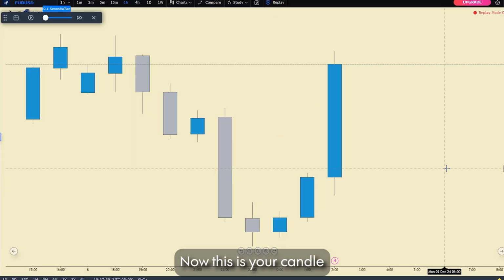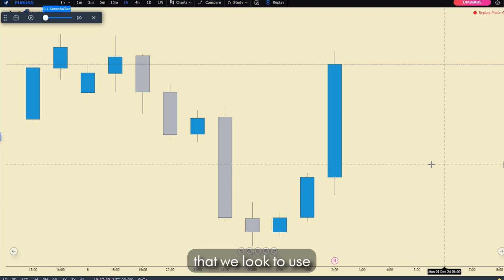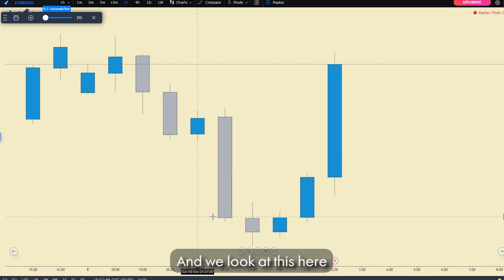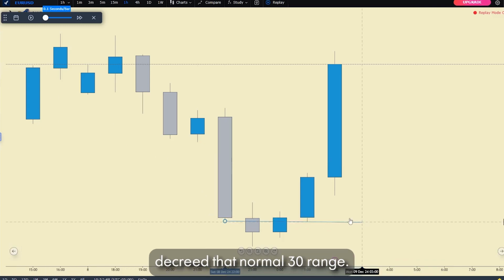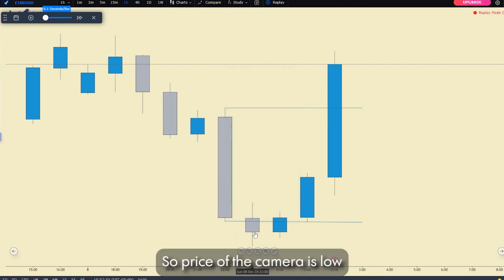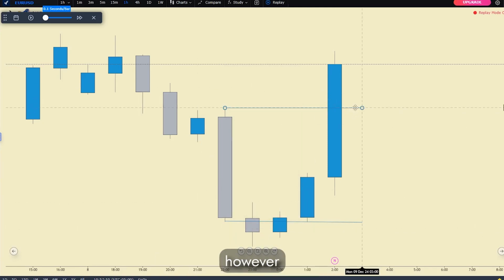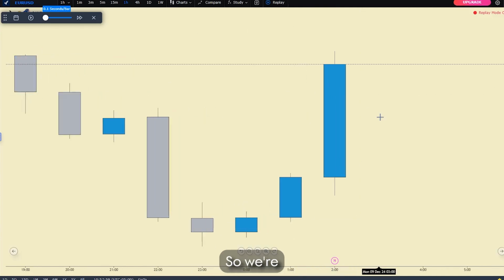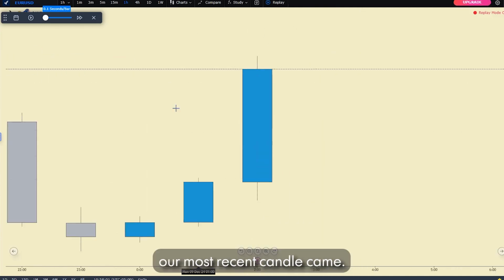Now this is your candle impulse 3 or candle close strategy that we look to use after price has done some sort of candle range sequence. And if we look at this right over here, you can see that price did create that normal CRT range, okay, sweep, right? So price swept the candle range low, and now it's extending towards the high. However, we want to take advantage of the new impulse that price is creating, okay? So we're going to focus on our most recent candle, okay?